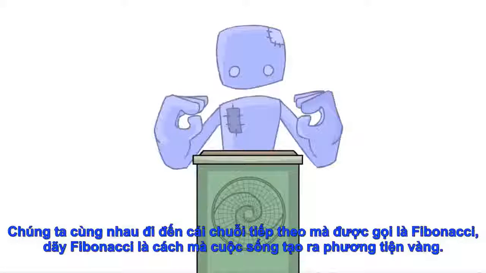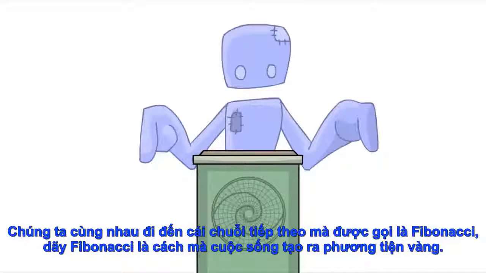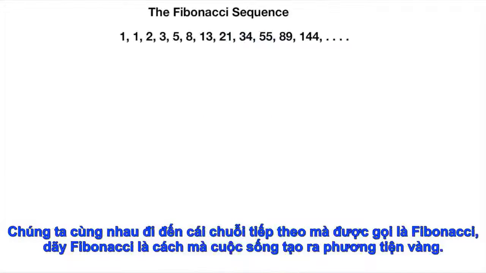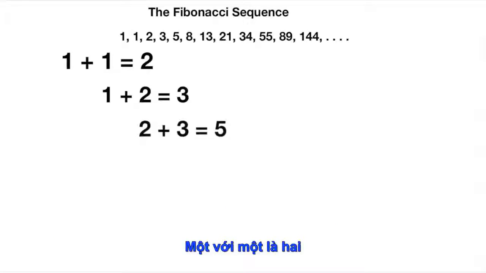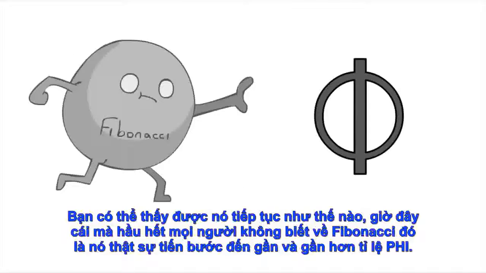Let's move on to our next sequence, which is called Fibonacci. Now, the Fibonacci sequence is life's way of creating the golden mean. Allow me to explain. This sequence is continually made from adding the previous number to the current. 1 and 1 is 2. 2 and 1 is 3. 3 and 2 is 5. 5 and 3 is 8. You can see how it continues.